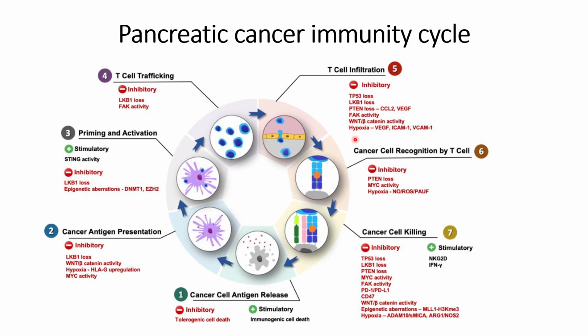Hypoxia is a condition related to the shortage of oxygen. MYC activity is related to mitochondrial membrane leakage. Other factors are also mentioned here, and that information can be found in the reference paper provided in the description. So I hope you got an idea about how this pancreatic cancer immunity cycle should work and what the factors are that prevent its normal functioning.